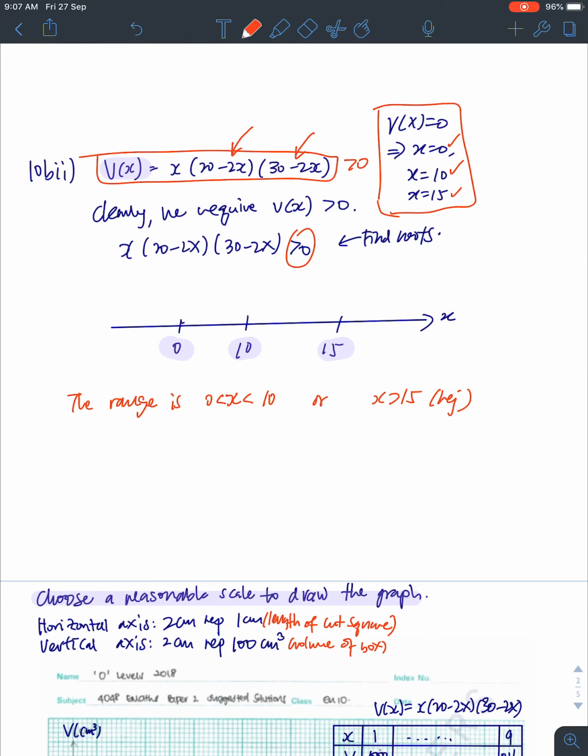Suppose that we consider the number 15 first. Let's consider an integer that's larger than 15, that means within this interval. There's no upper bound, so we can consider x to be, say, 100.